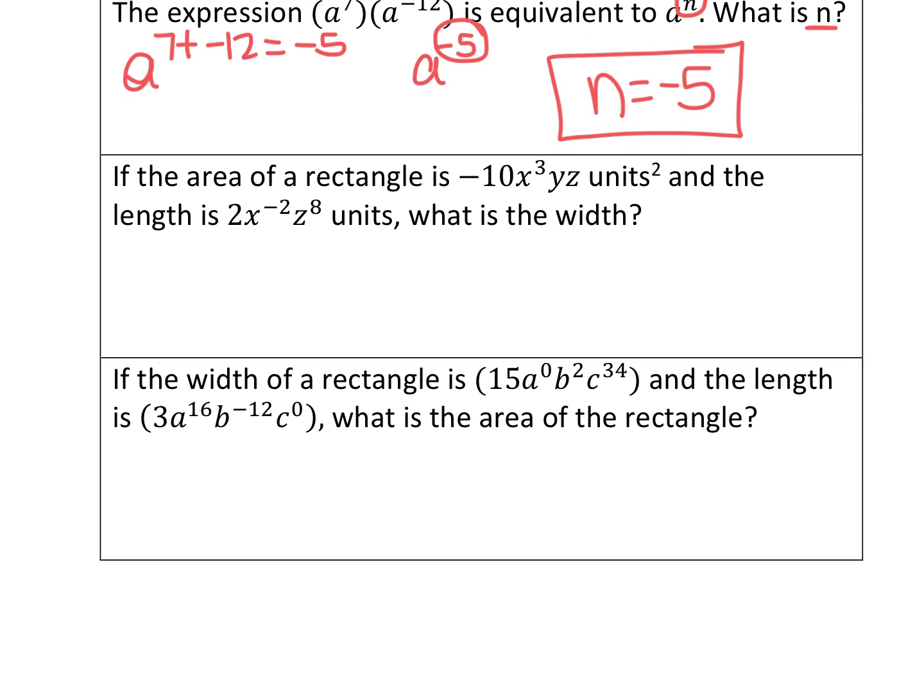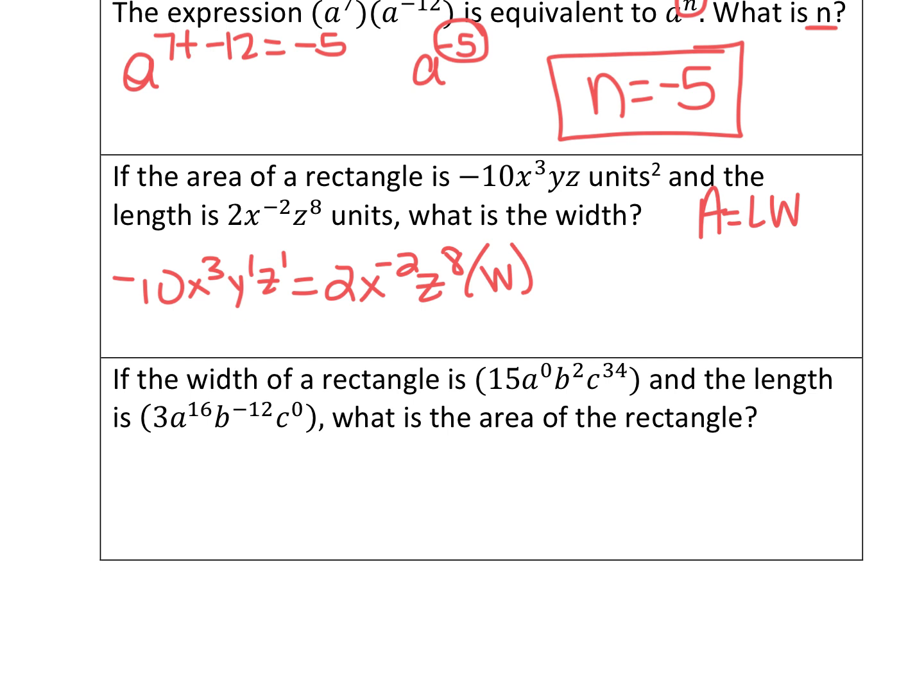Area of a rectangle is always length times width. So make sure you pay attention to that. So if the area is negative 10 x to the 3rd, y, I'm going to put that 1 on the z. And that's equal to the length, which is 2x to the negative 2, z to the 8, right? We've got to find the width, right? Well, we know from solving equations we're going to have to divide this. Sorry, that was not a negative 2, so positive 2.